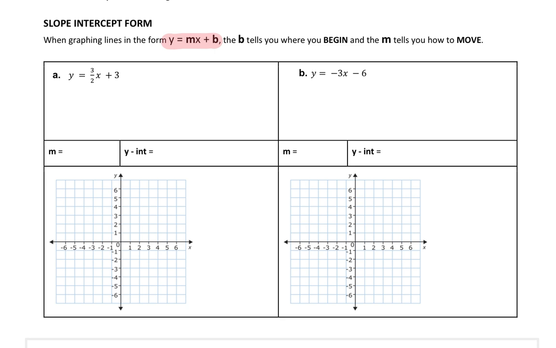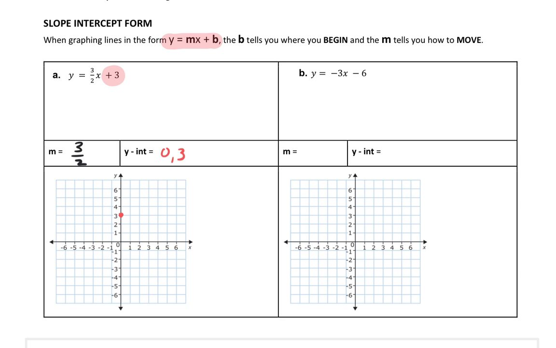So if we look at this first problem here, the first thing I'm going to do is go ahead and write what the slope is. The slope is 3/2, right? I've got 3/2. And my y-intercept, which is this guy right here, is going to be at (0, 3). Right? Should be review.